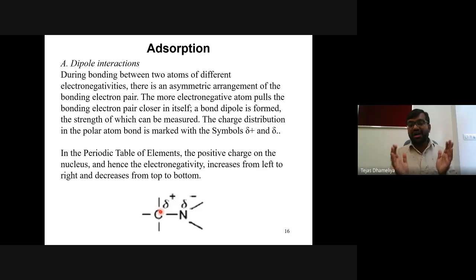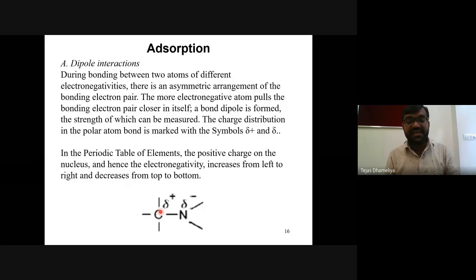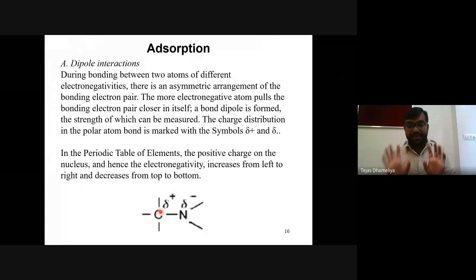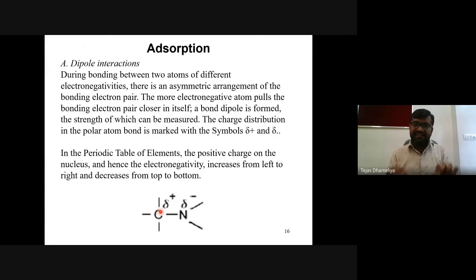A simple example is water, which has H plus and OH minus, so that is also called a dipole because it has two poles. HCl, HF, HBr are all examples of dipoles because they also have two poles: H plus, Cl minus; H plus, Br minus; H plus, F minus.